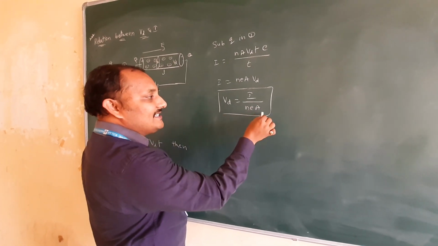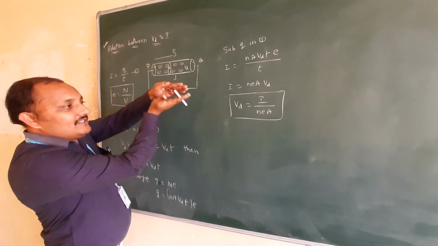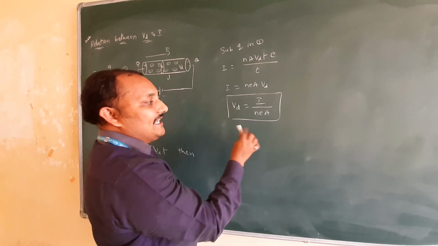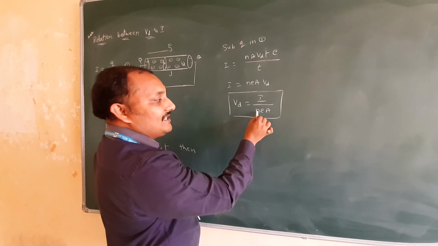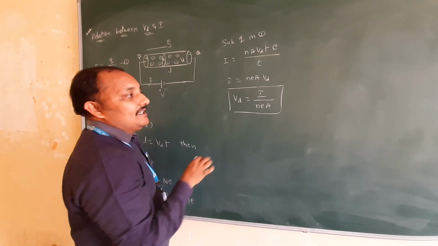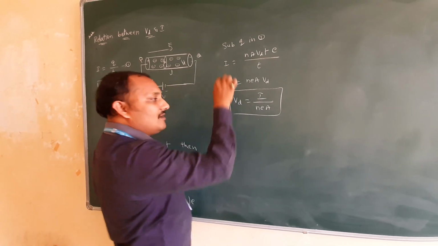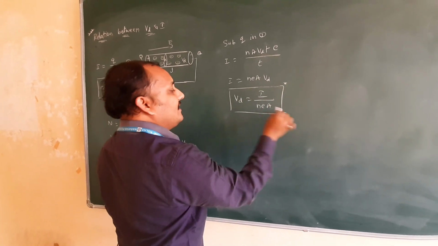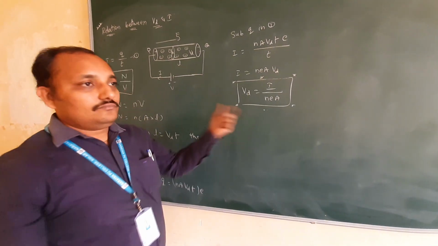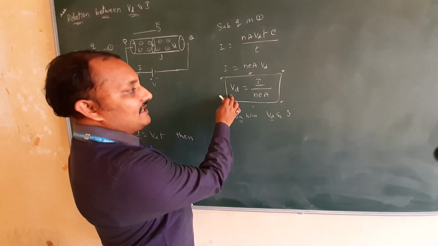Here A is the area of cross section. If the area of cross section is increasing, then the Vd value is going to decrease. If you increase this area of cross section, then the drift velocity of electrons is going to decrease, keeping charge and n constant. If the number of electrons per unit volume increases, then the Vd value decreases. If current is increased, then the drift velocity is also going to increase. This is a very important relation. They will ask problems on this equation also. So this is about the drift velocity and current relation.